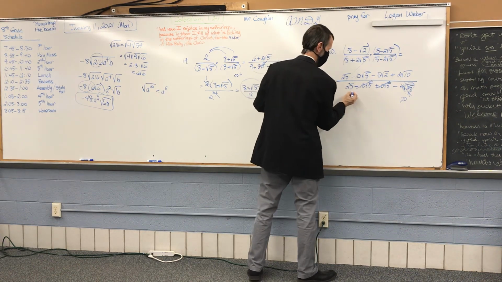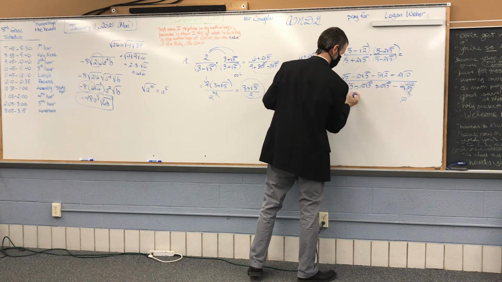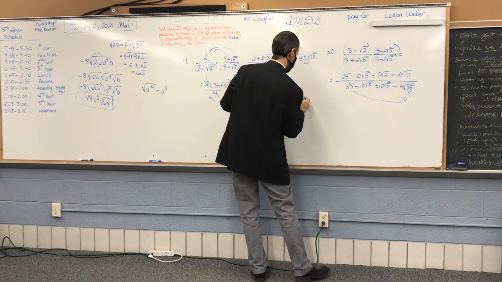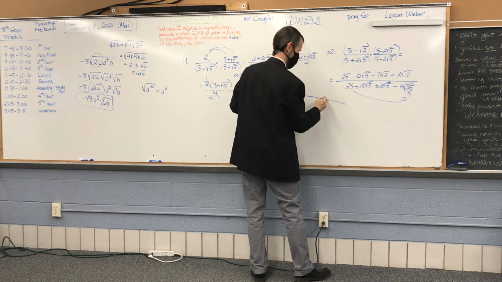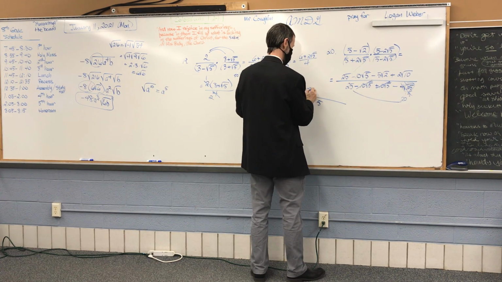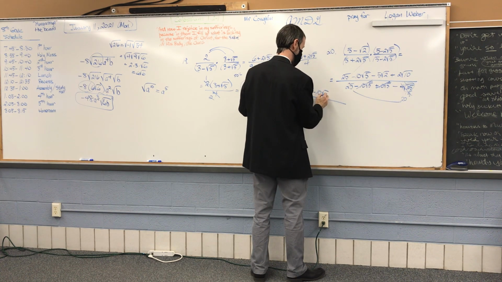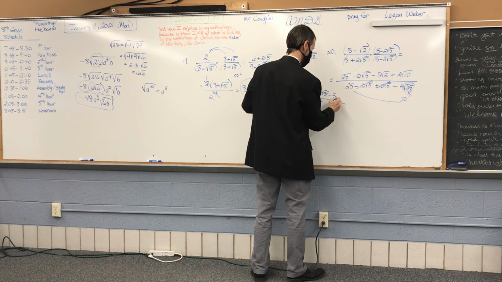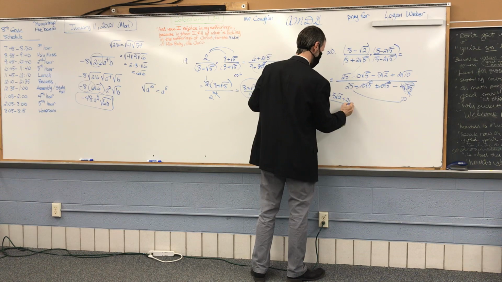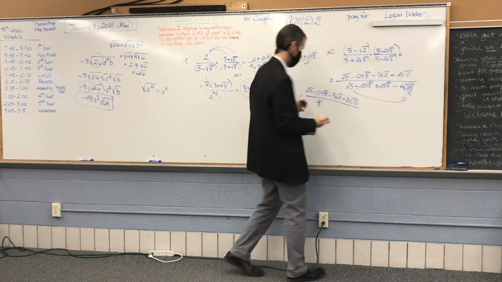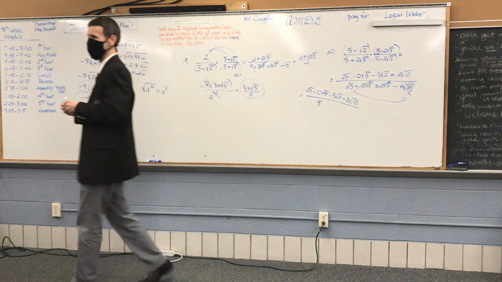25 minus, minus 20, which is better known as 5. The bottom is 5. So here's what I have so far: 25 minus 10 radical 5 minus 5 radical 2 plus 2 radical 10. Good question. Do any of those radicals reduce?